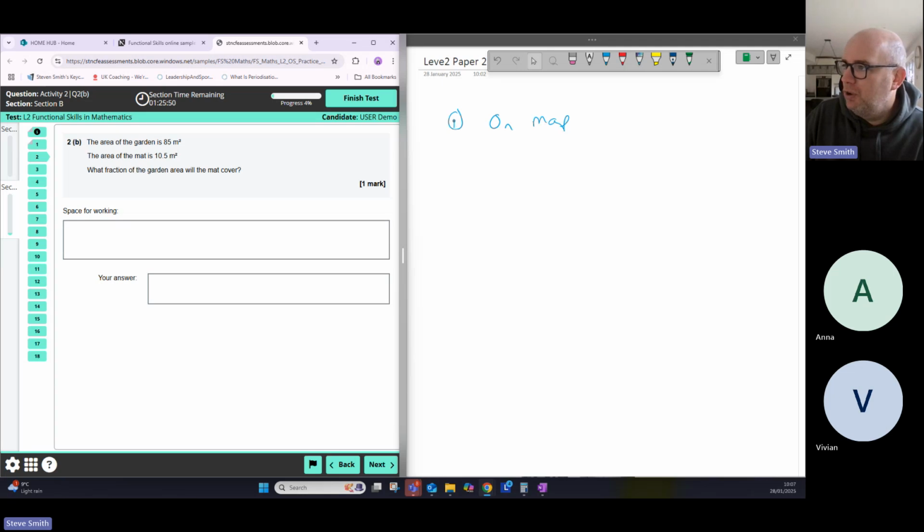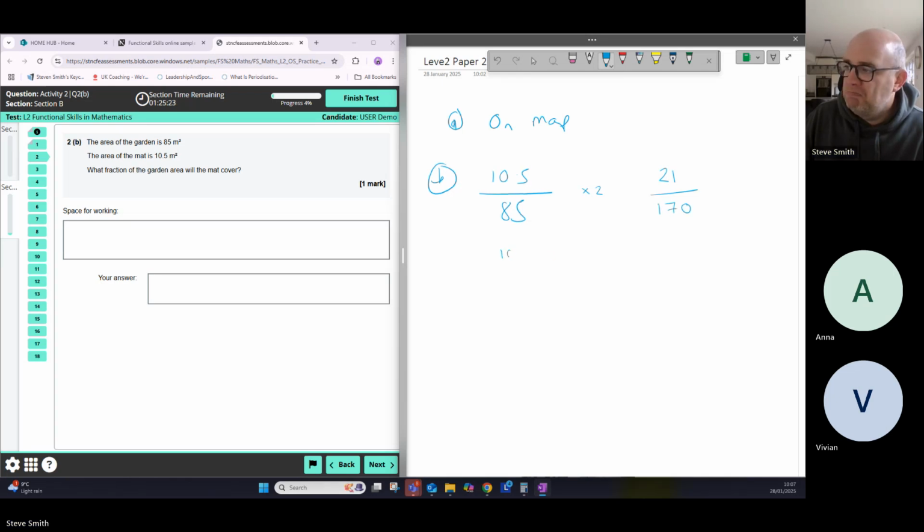And that's question 2A, that's 2B. Okay, so a fraction: 10.5 over 85. We can't put a decimal point on the top or the bottom of a fraction. So 2 ways we could do this. Simply times both by 2. So that becomes 21 over 170.